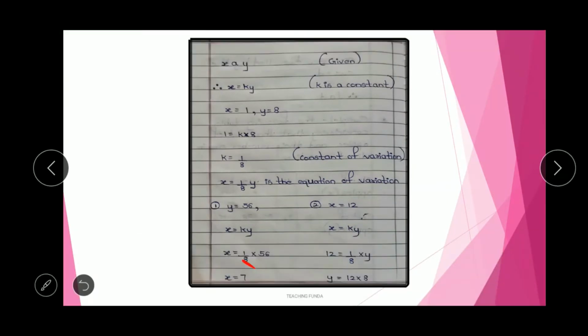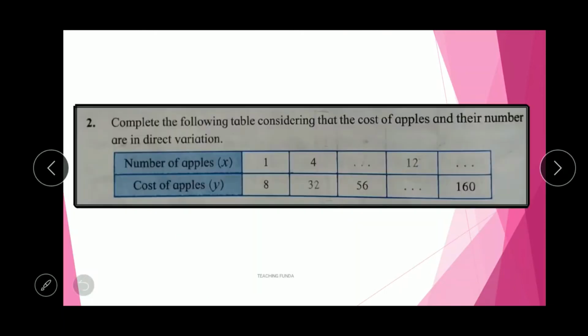8 ones are 8. 8 sevens are 56. So x is equal to 7. That means here the number of apples is 7.